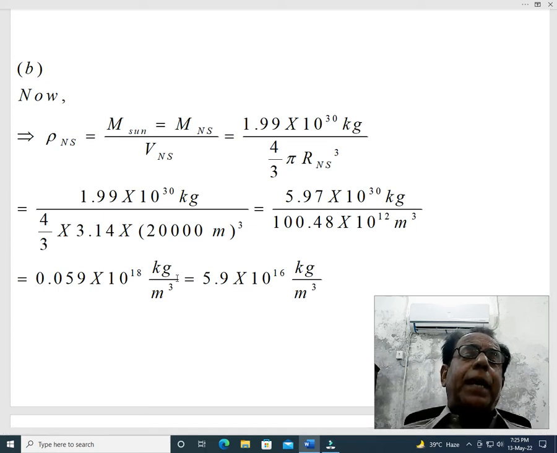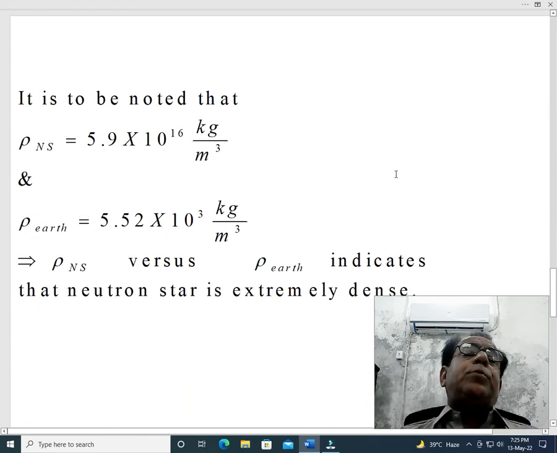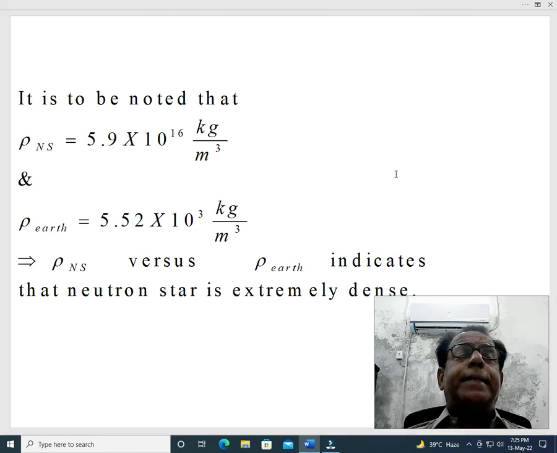However, as a matter of discretion, we have converted this value into a different shape, in which 10 raised to the power 18 has been converted into 10 raised to the power 16, and 0.059 has been converted into 5.9. Dear students, now we are going to compare two densities. And if the difference is very large, then we will say that the neutron star is very much denser than the earth.